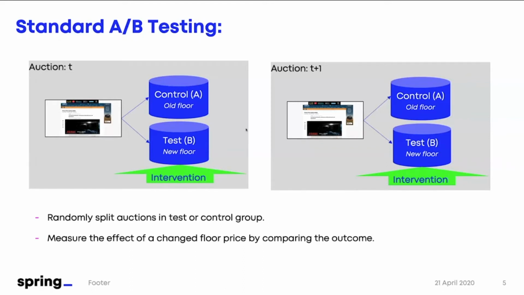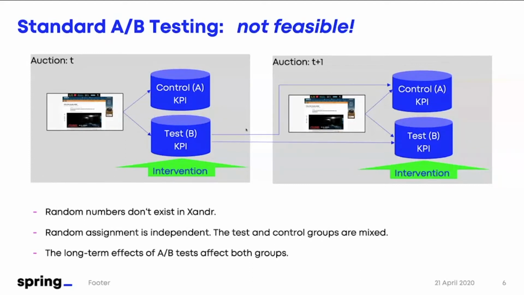So we'll have a huge number of auctions for control, a huge number of auctions for test, and we're able to compare the various KPIs that we can have. Unfortunately, in this current framework, we have various problems that make it impossible to apply A/B testing completely. First of all, we have technical reasons. Xander, which is one of the platforms where auctions run, does not allow this setup at all. So it's not possible to generate this randomized separation of an auction.